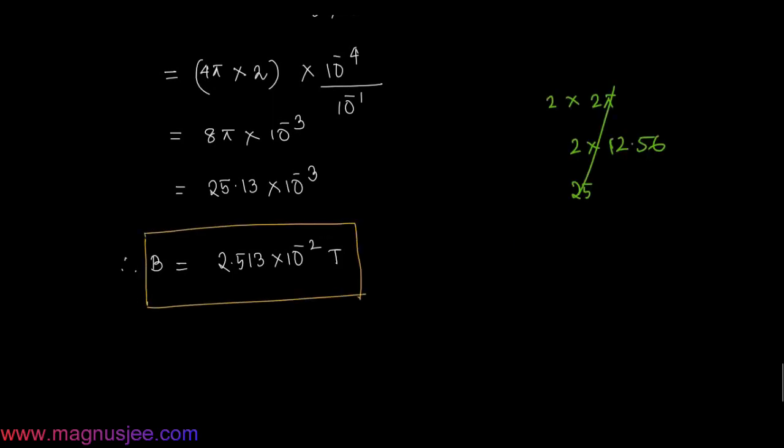Therefore, 2.513 into 10 to the power minus 2 Tesla. This is the magnetic field induction or magnetic flux density at a point on the axis of the current carrying solenoid.